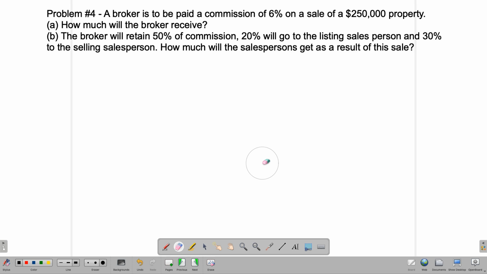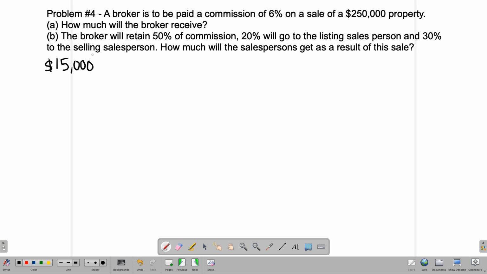Now, the broker will retain 50% of the commission, 20% will go to the listing salesperson, and 30% to the selling salesperson. How much will the salesperson get as a result of the sale? We go back to the 15,000 produced from the total sale: 250,000 times 0.06 produces 15,000. As I mentioned in the note, there's usually a buying side and a selling side of the transaction.